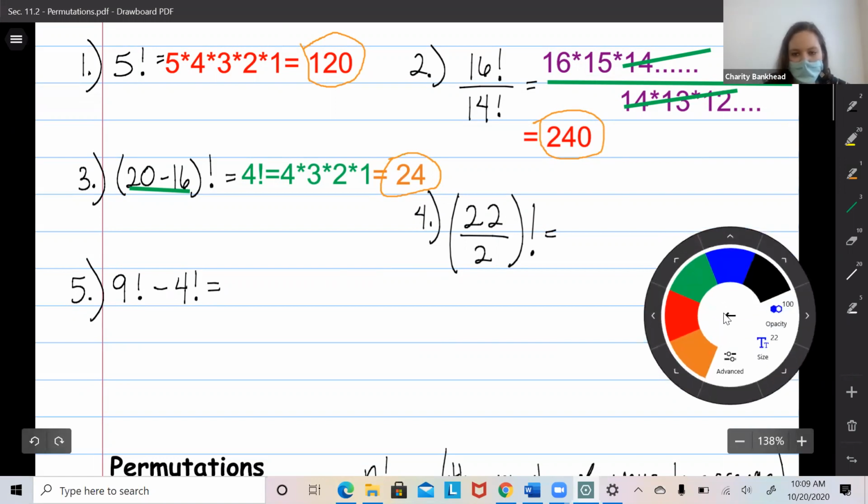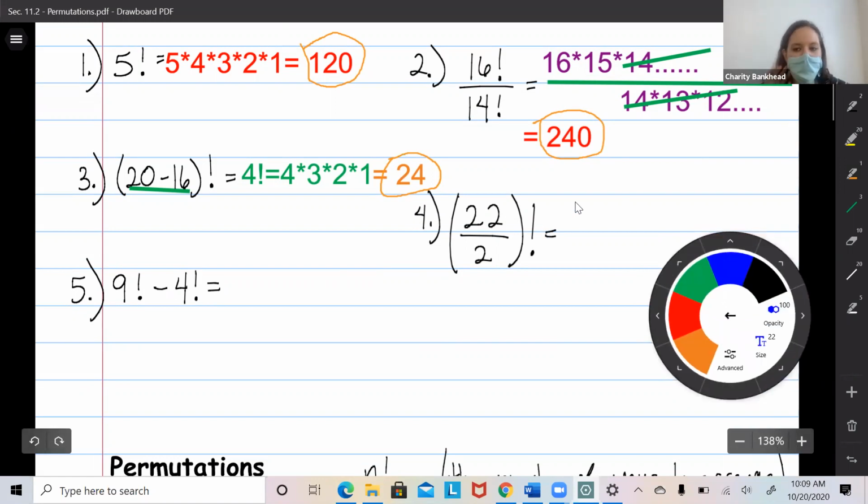And oh yeah, by the way, there is a factorial button in your calculator. So if you want to do 11 factorial, I should probably look this up.